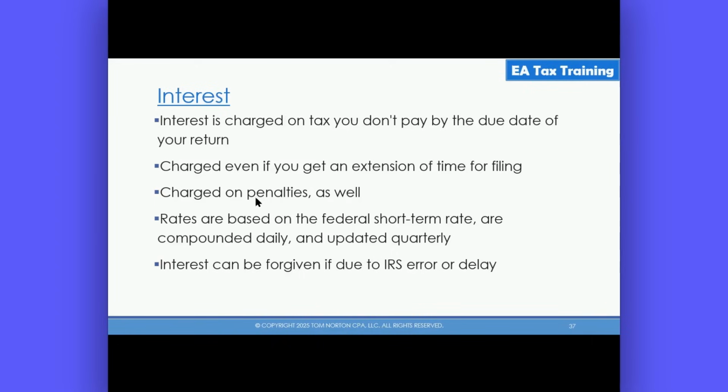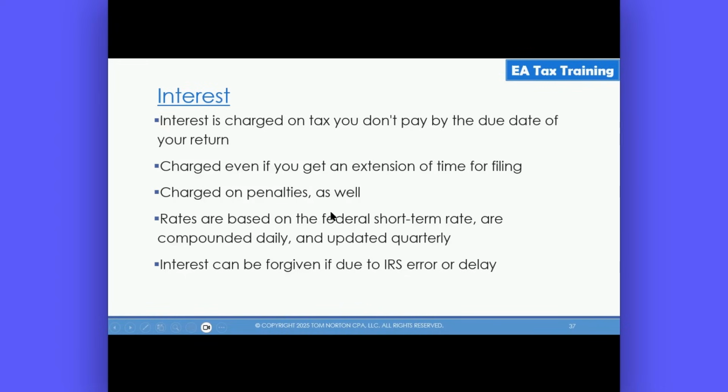So this can really add up. You've got taxpayers who owe a lot of money. They could have very large penalties, and then they're going to have to pay interest on all of that as well, on the original balance due, on the penalty itself. So that can really add up. And these interest rates are based on the federal short-term rate, and they are compounded daily and updated quarterly.